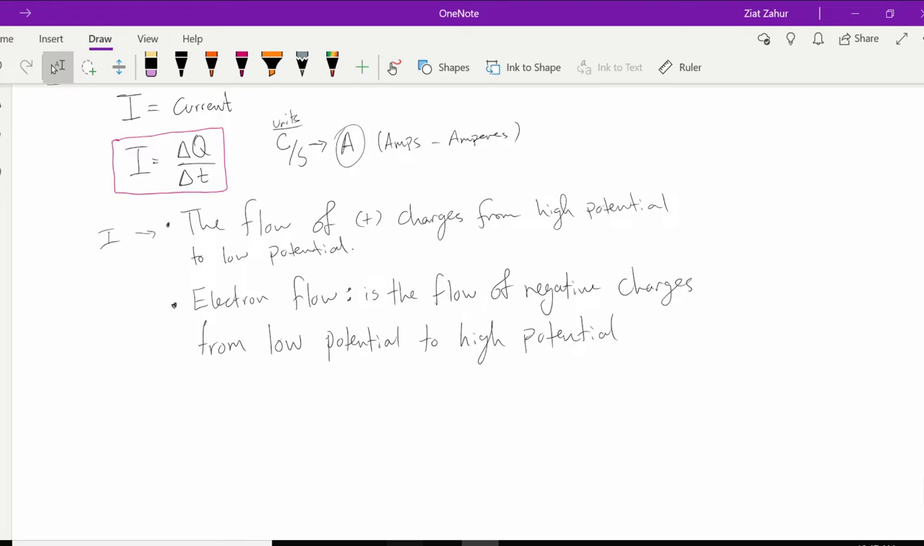All right. So let's go ahead and talk about some circuit symbols.